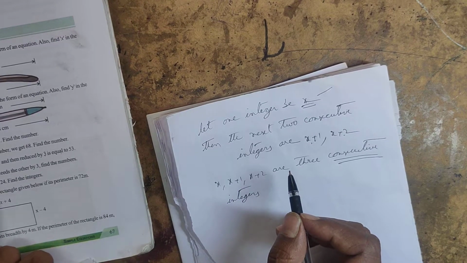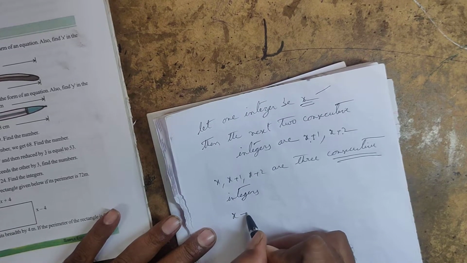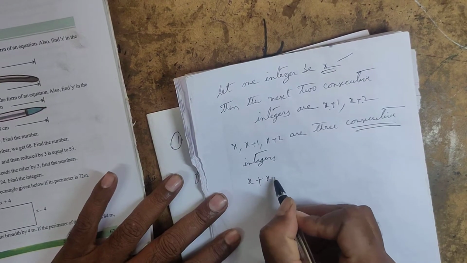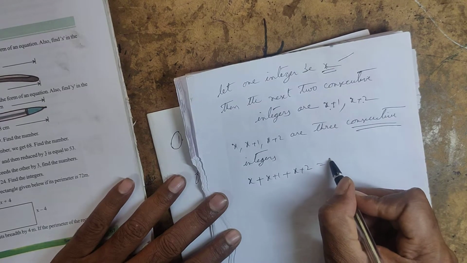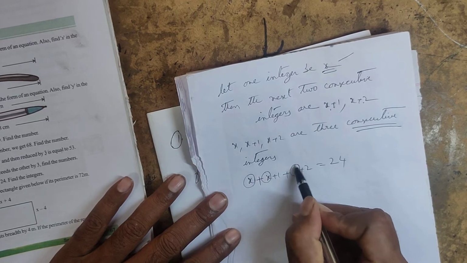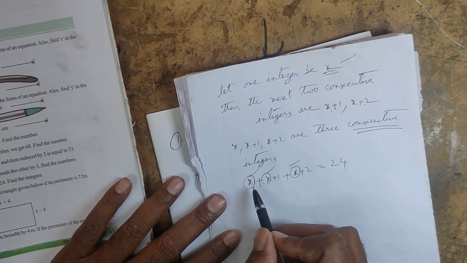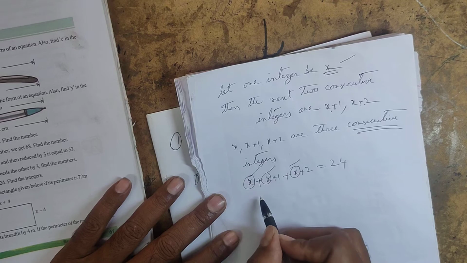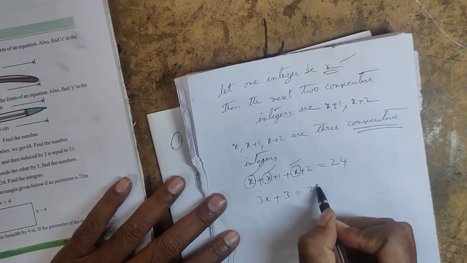What is given in the question? Their sum is 24. So x, wherever comma is there, there you have to write plus: x plus x plus 1 plus x plus 2 is equal to 24. So how many like terms are there? See, x. X means just now I said one Dairy Milk chocolate. One chocolate, one chocolate, one chocolate. How many chocolates are there? 3 chocolates are there. 1 plus 2, again 3, is equal to 24.